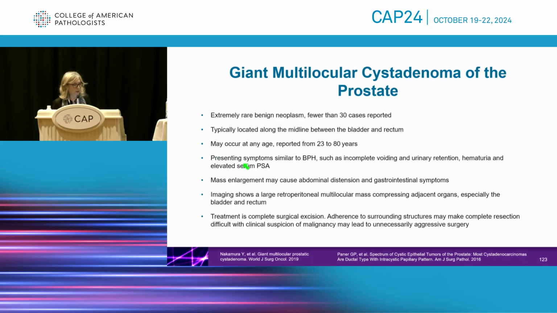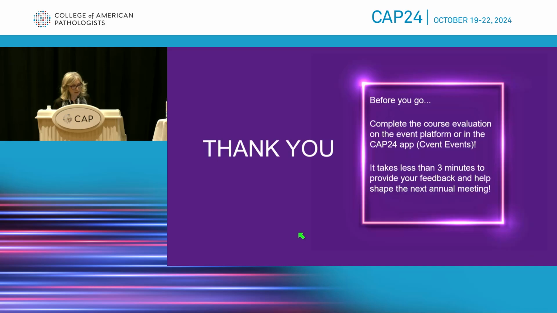Our patient was 71. Presenting symptoms are similar to BPH, and they have this mass enlargement that may cause abdominal distension and GI symptoms. Imaging shows a large retroperitoneal multilocular mass compressing adjacent organs, especially the bladder and the rectum. Treatment is basically excision, and adherence to surrounding structures may make complete resection difficult and then elicit clinical suspicion of malignancy. And I think this is it.